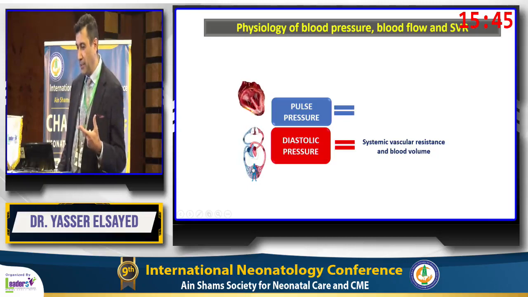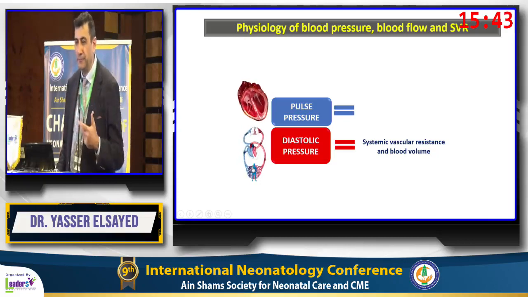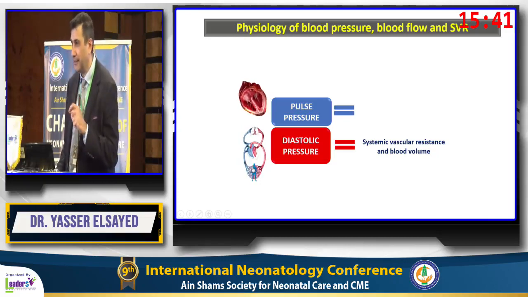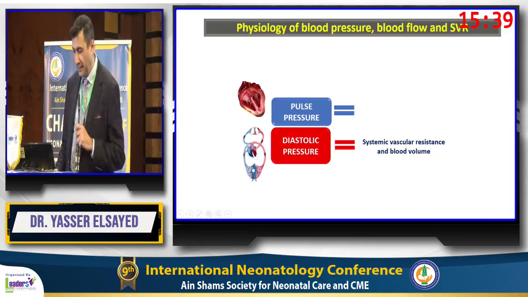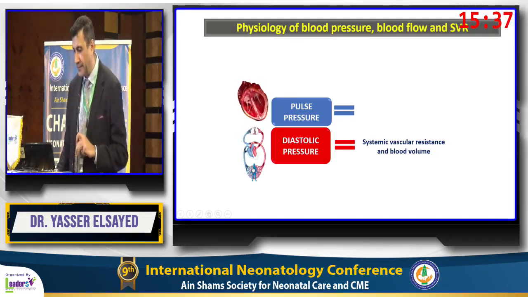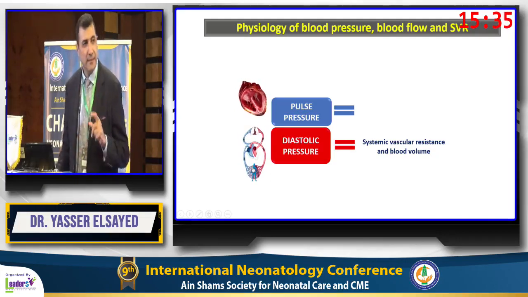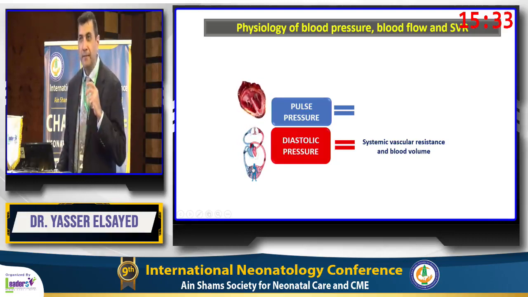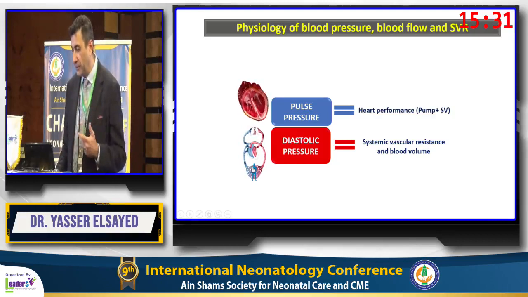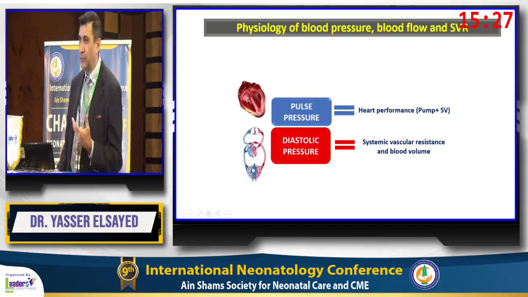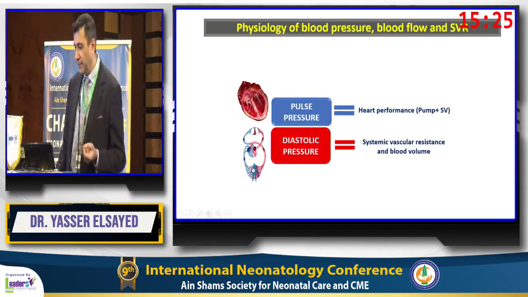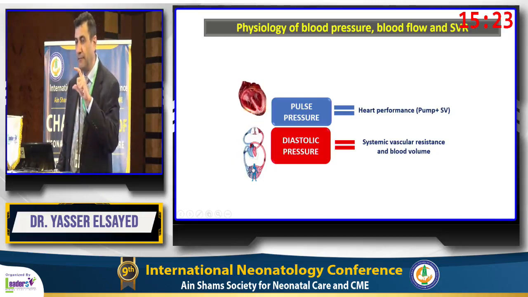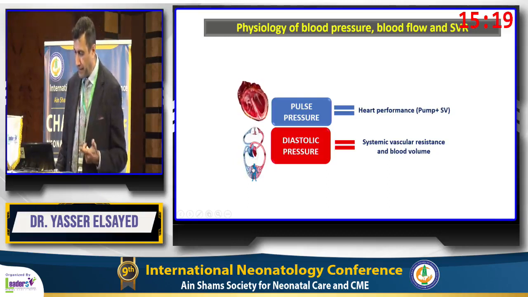And the pulse pressure is a pressure reflective of heart performance, not the systolic. That's one of the common mistakes in some of our understanding of the physiology. It is the pulse pressure that reflects the heart performance, either as a pump or as a stroke volume. So the pump function or stroke volume will be reflected. When you have the pulse pressure narrow, it means that the heart performance is poor.